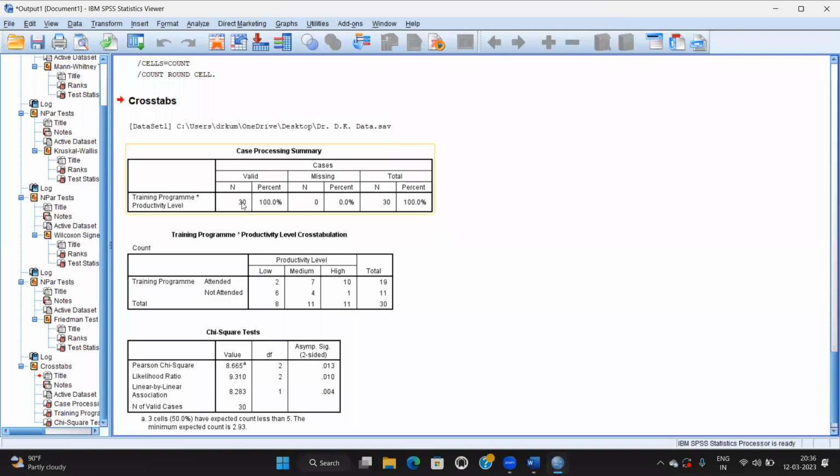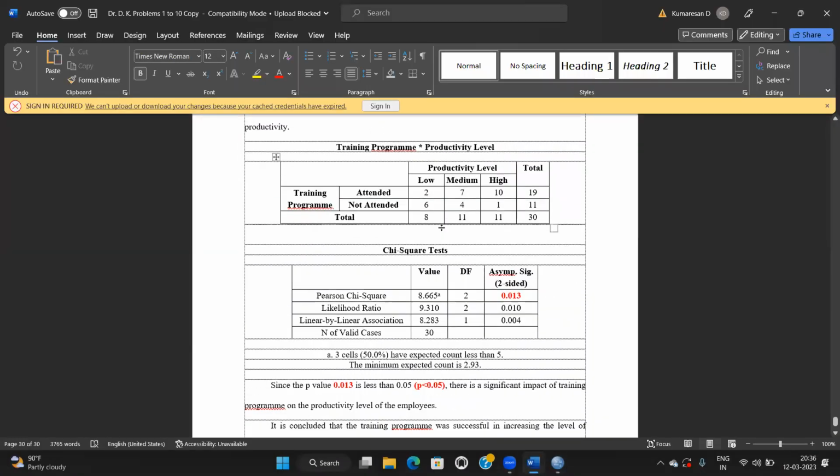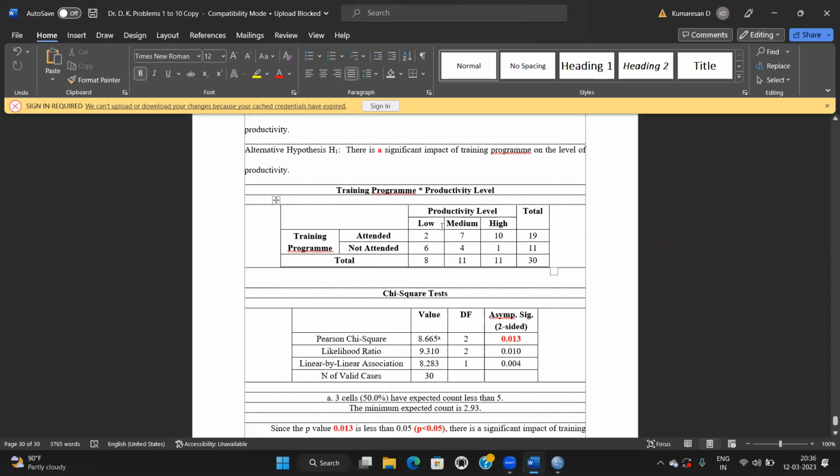It is just a number of valid cases, number of missing cases, total. All the 30 are valid. So there are no missing cases. That is why I have not shown it in the output. Only 2 tables we have considered. First one, as usual, descriptive. Second one, the test result.